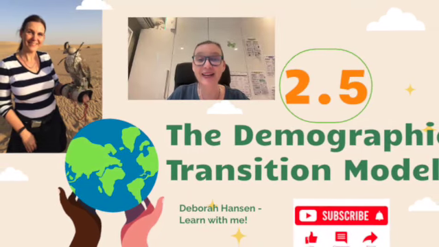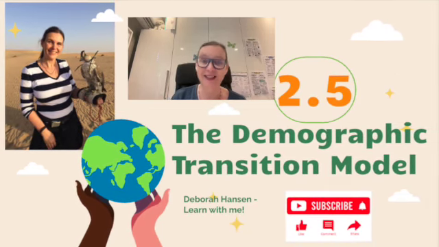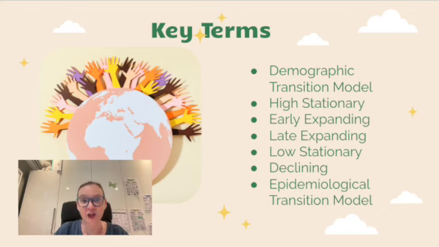I'm Deborah Hanson, and today I'm going to teach you all about 2.5 for AP Human Geography, the Demographic Transition Model. On this slide, you're going to see the key terms for 2.5.